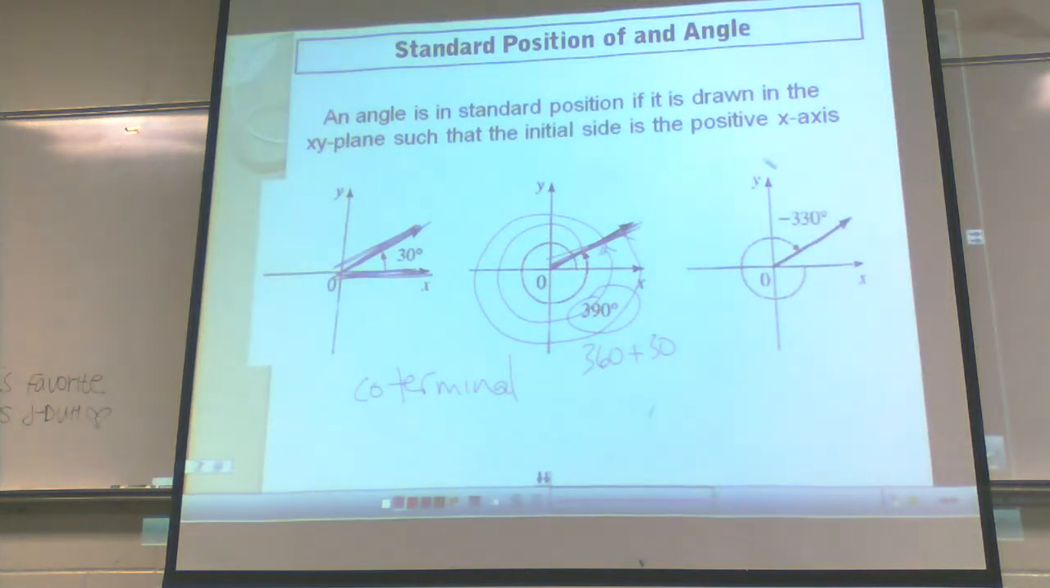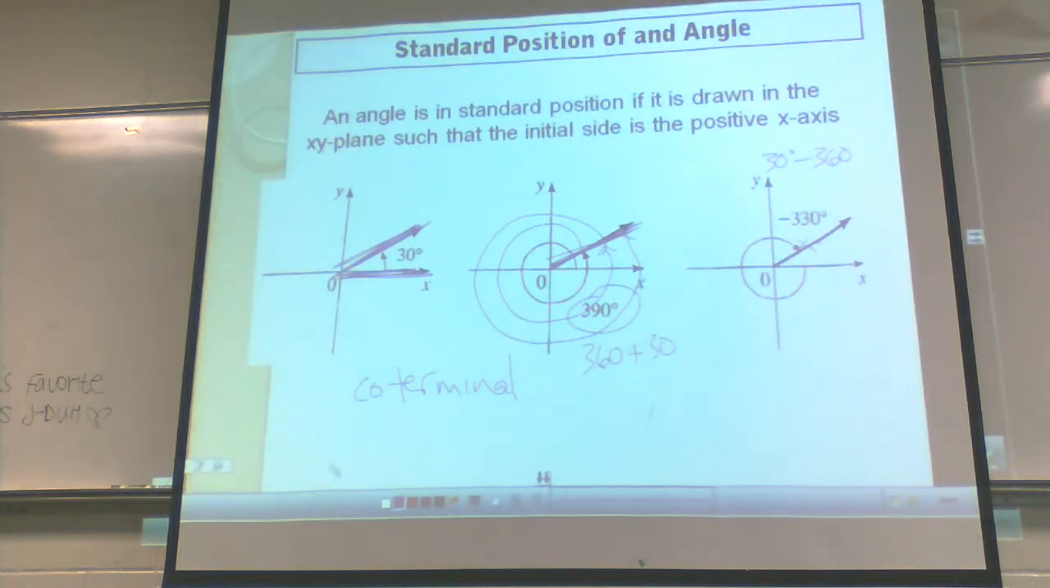This negative 330, that's the standard position one, which is 30 minus 360. If I subtracted another 360 from it, we're taking it around to there. Another 360 around to there. Now, coterminal again, if you're dealing with degrees, separation would be 360 degrees between each set of them. If you switched it to radians, it would be 2 pi.